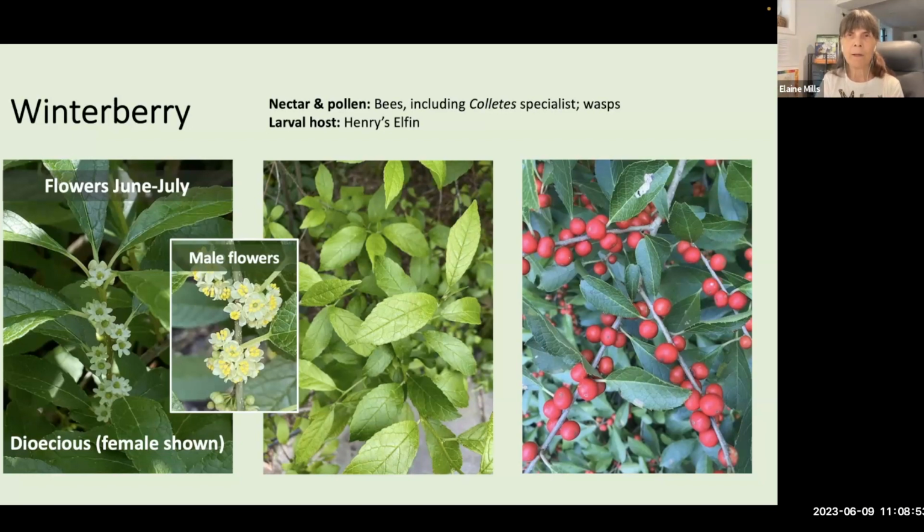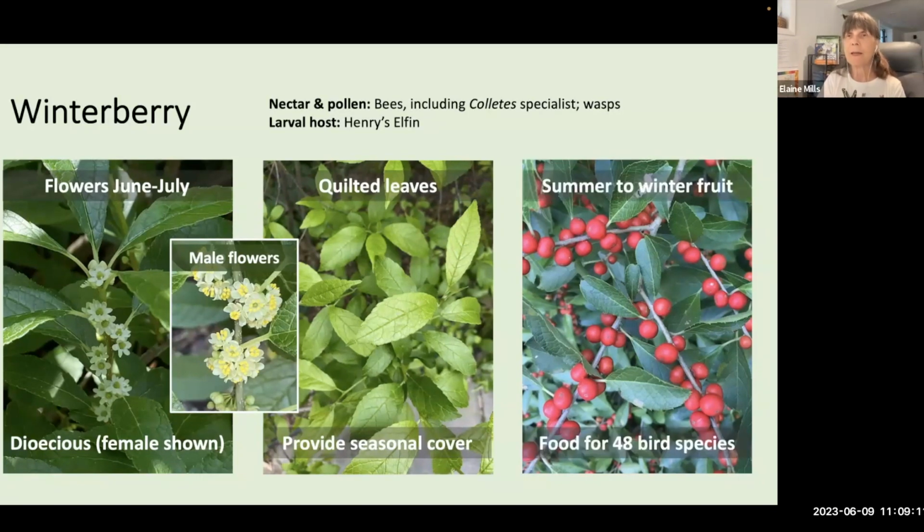The nectar and pollen will be used by bees, including a specialist bee, as well as wasps. These lovely quilted leaves will provide seasonal cover and can serve as a larval host for the Henry's elfin. A very attractive feature of winterberry is its fruit. It will begin developing, it'll be green in color in the summer and will begin to ripen over the winter, providing great food for up to 48 bird species and fueling their migratory flight.